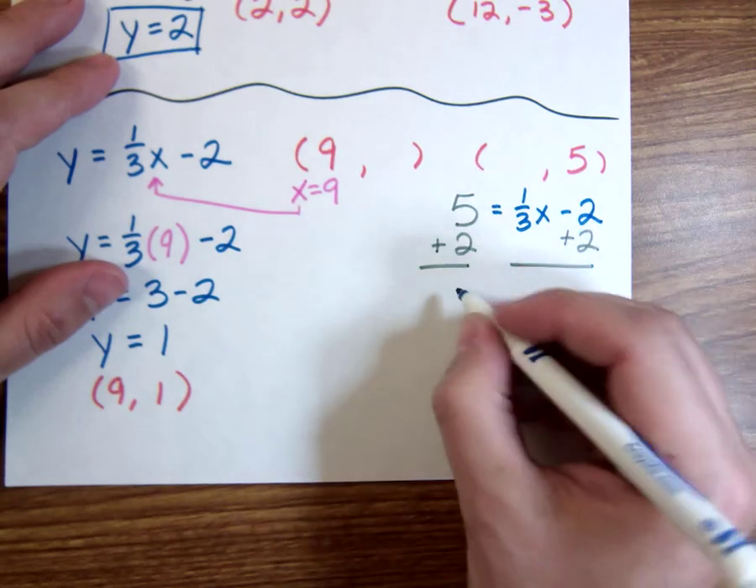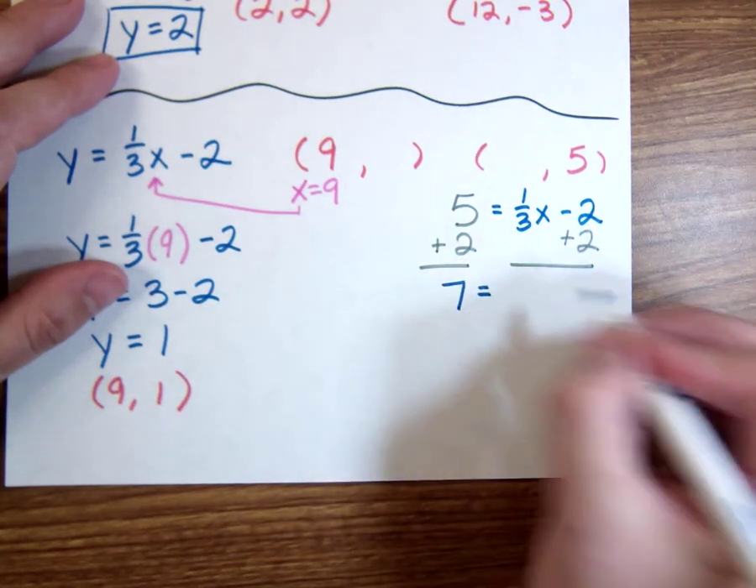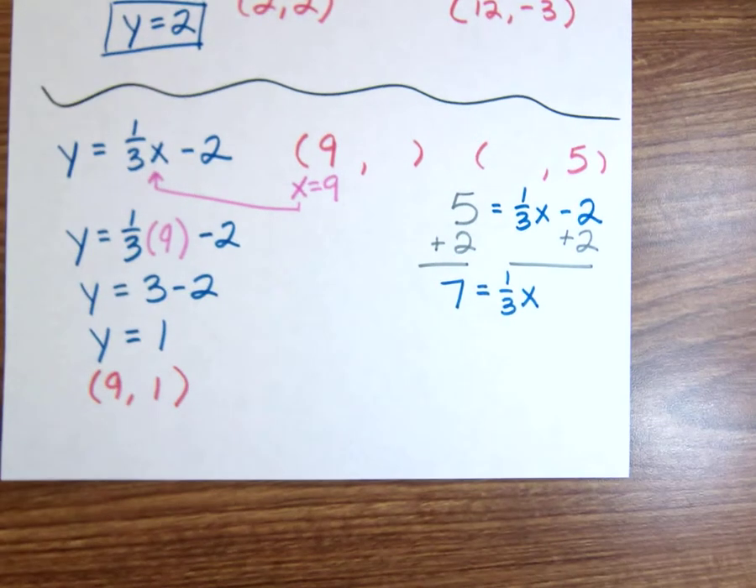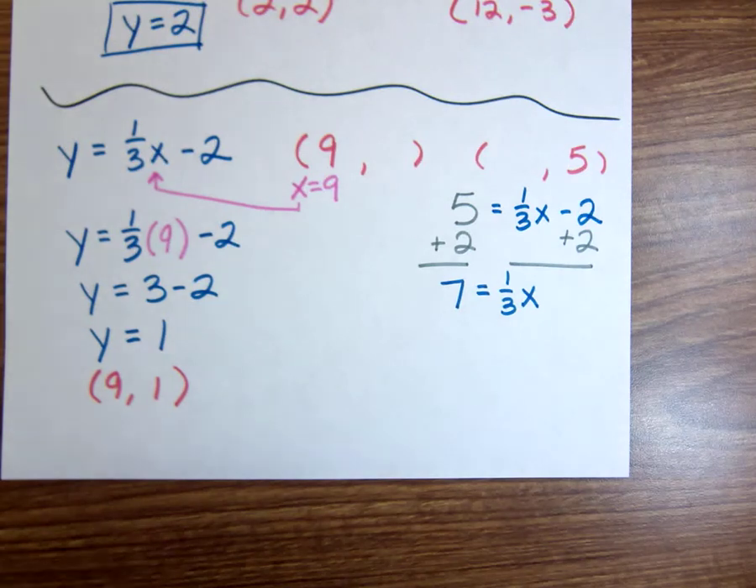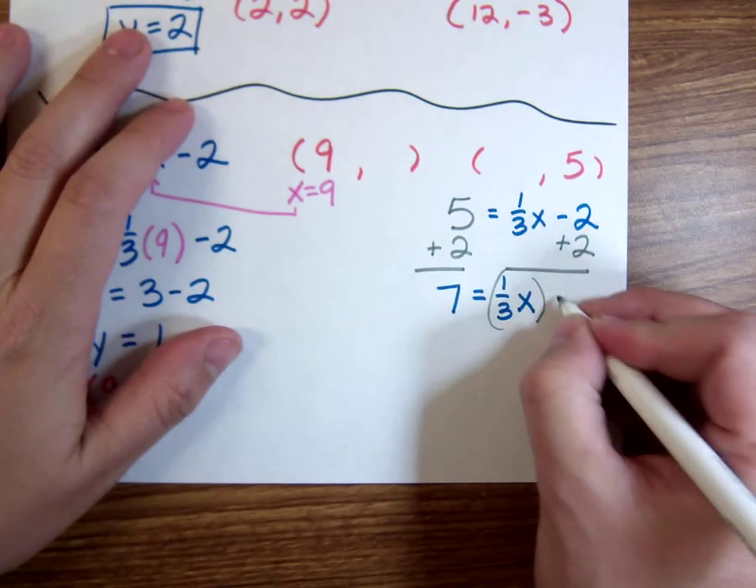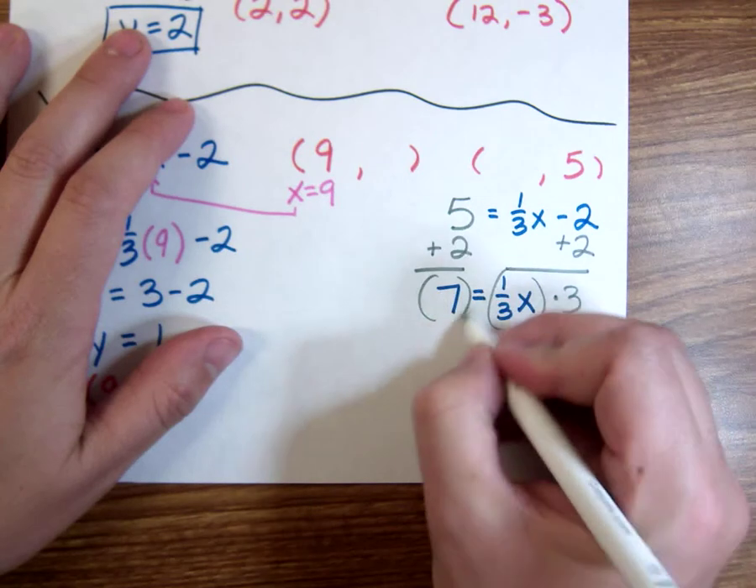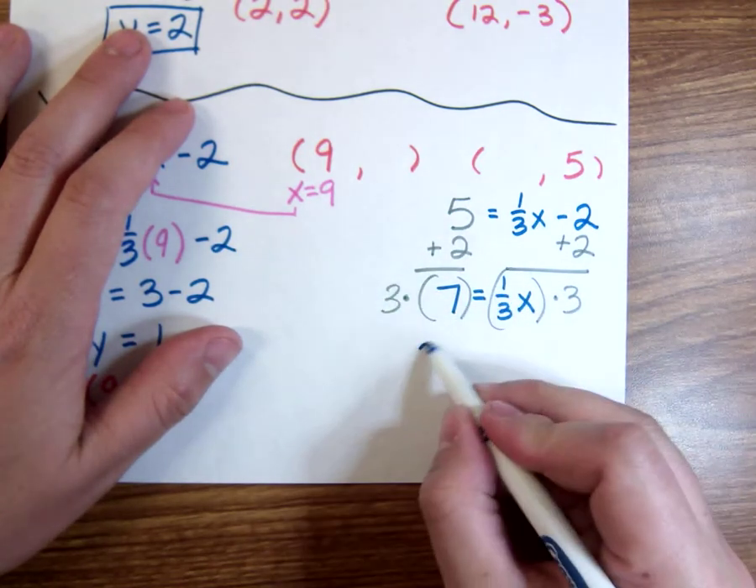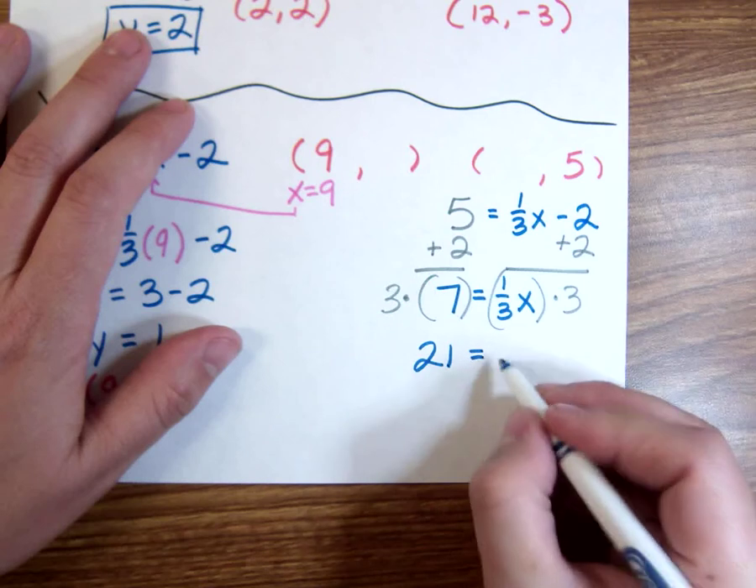That gives us 7 equals 1/3 x. Now here's where I'm being kind of tricky. How do we get rid of 1/3? You times it by upside down. Times it by 3. Very good. So this side gets multiplied by 3, and this side gets multiplied by 3. We get 21 equals x.